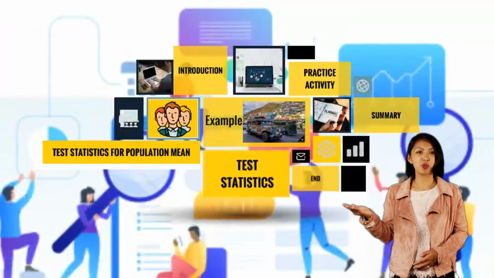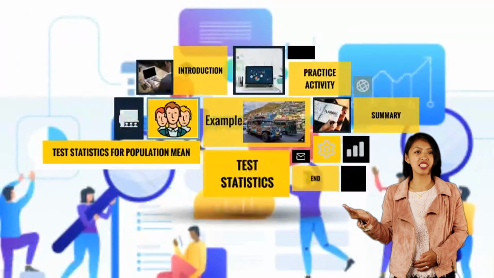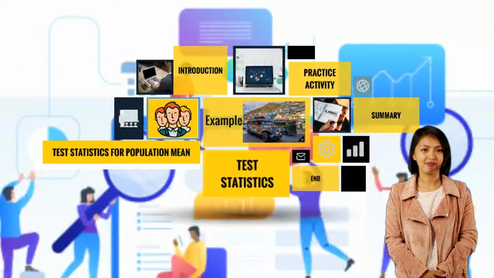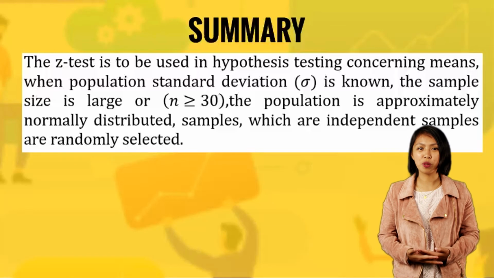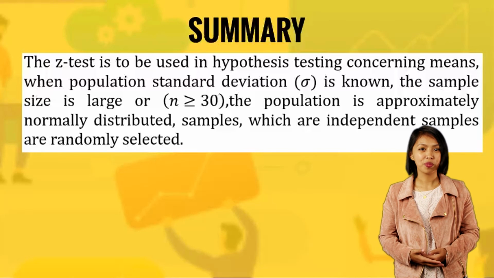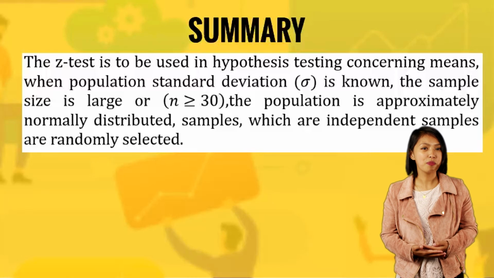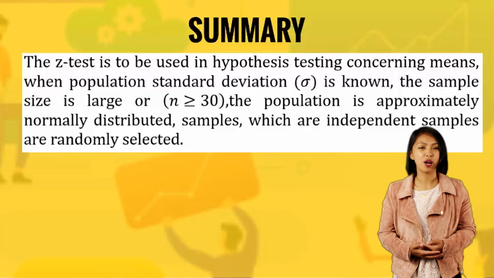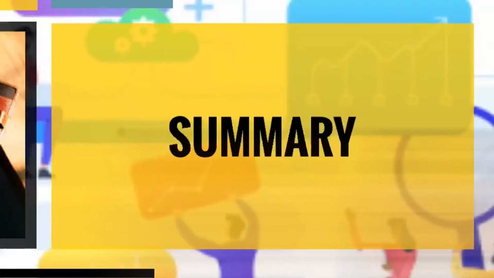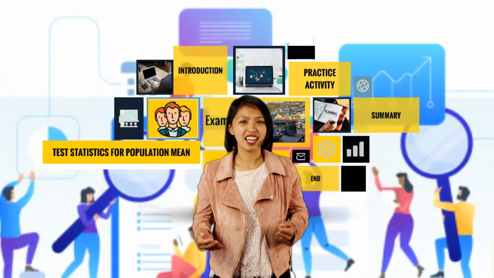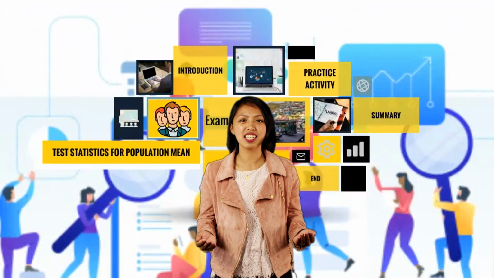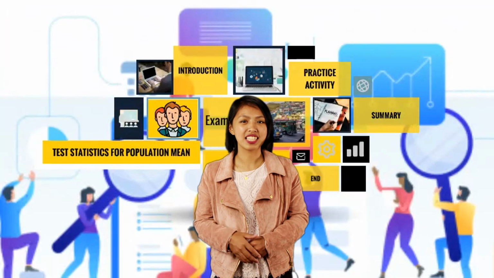These are the steps we apply to identify the test statistics to be used. The z-test is to be used in hypothesis testing concerning means when population standard deviation is known, the sample size is large or the population is approximately normally distributed, and samples which are independent samples are randomly selected. And that is our lesson on identifying test statistics, particularly on z-test.